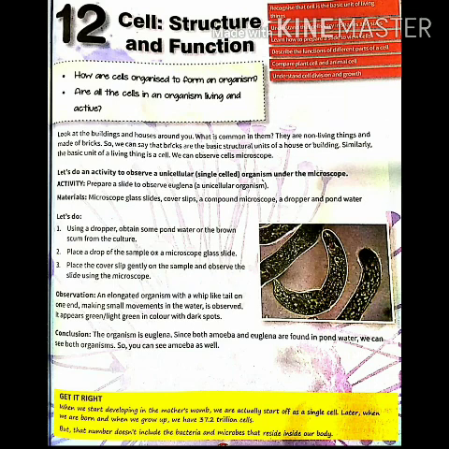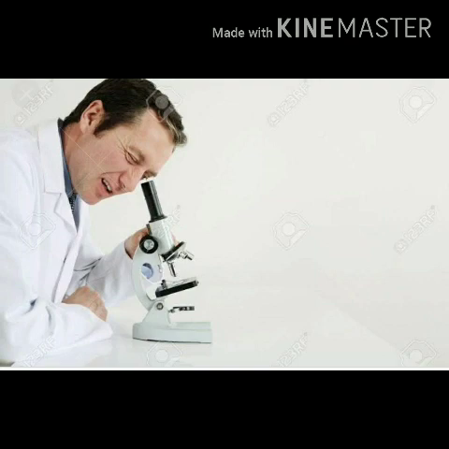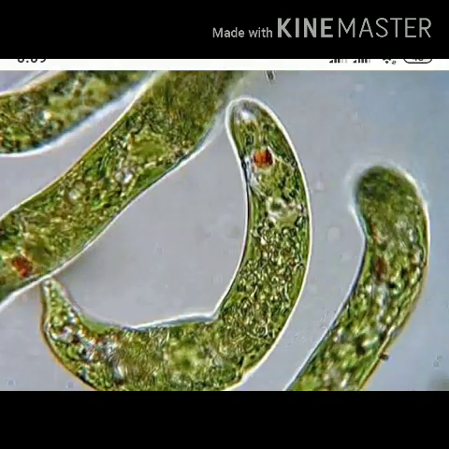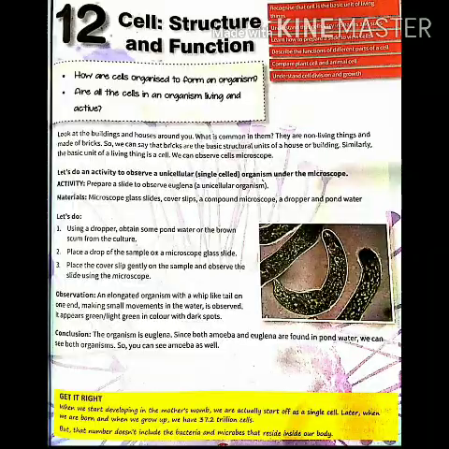Here is an activity in the beginning of this chapter. It explains the presence of unicellular organisms like Euglena and amoeba in pond water. For this, if we take a drop of pond water on a slide and observe it under a microscope, an elongated organism which has a tail-like structure at one end is visible. This is Euglena.